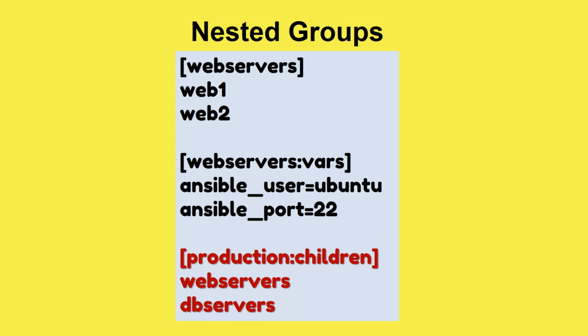Now let's talk about nesting groups, one of Ansible's most powerful and underrated features. This tells Ansible, hey, the group production contains all hosts from the webservers group and all hosts from the dbservers group. It's like building a hierarchy. You can target your entire production environment with one simple command, without listing every single host manually. Need to run a playbook only on web servers, use webservers. Need to patch everything in production, just use production. This keeps your inventory organized, scalable, and easy to manage, especially as your infrastructure grows.